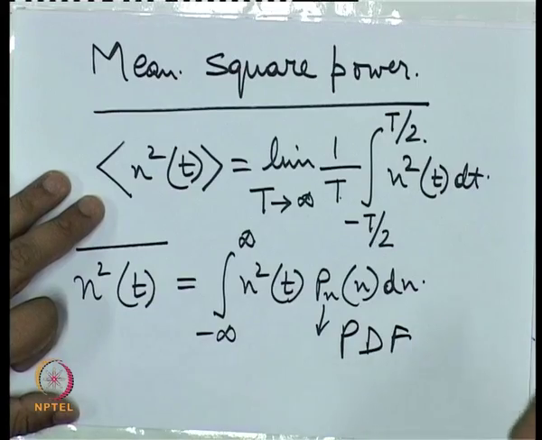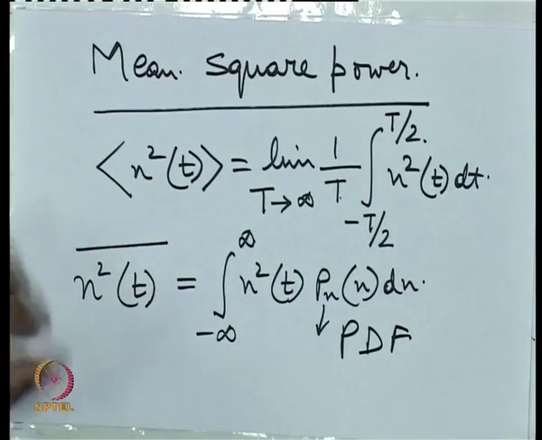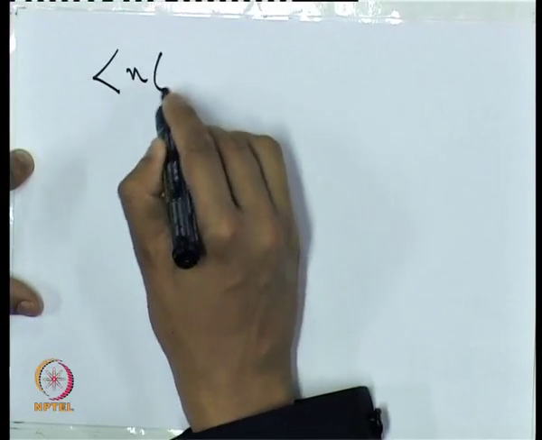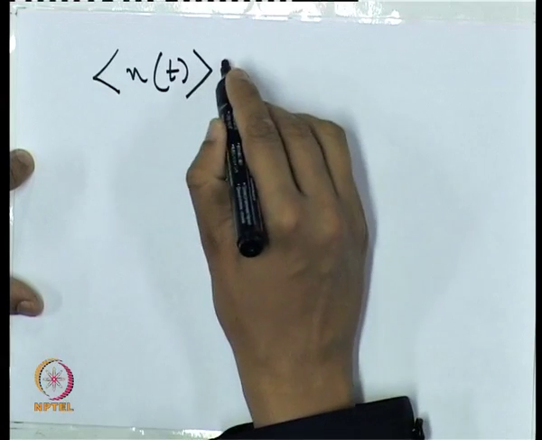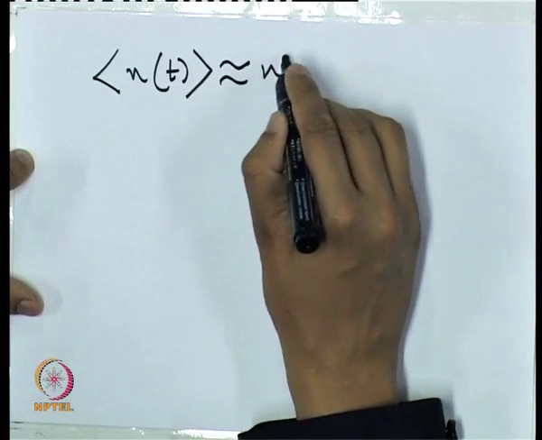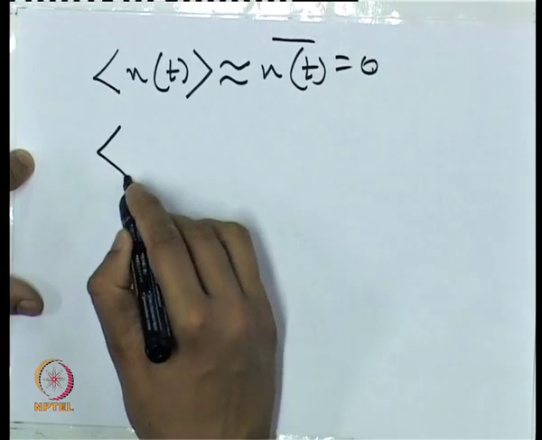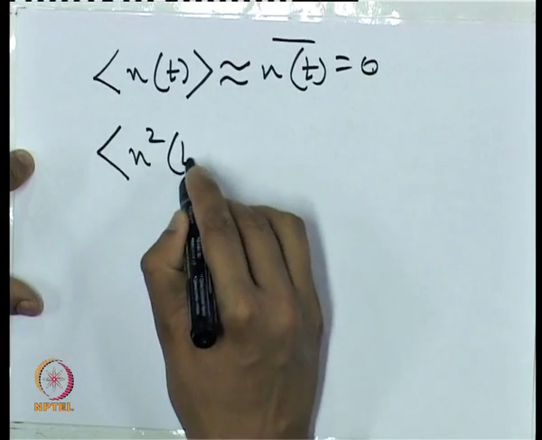Or simply PDF. Now, for our purpose, when we define noise, the average value, that is the ensemble average or the time average, both are equal to 0, and so is the case with the mean square power.